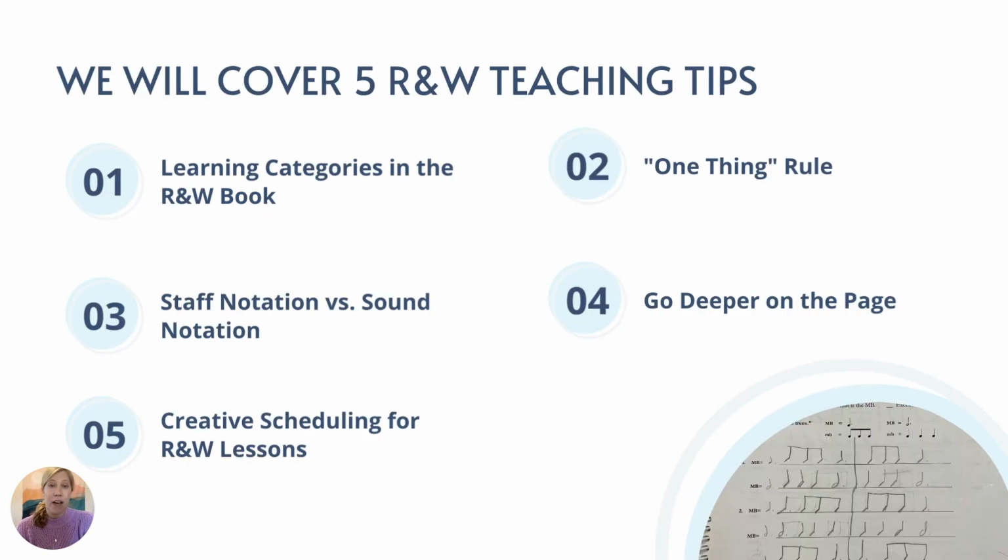Today, we will cover 5 reading and writing teaching tips to help lead you and your students through the reading and writing book. These include knowing the type of learning that is included in the book and knowing how to sequence the book, understanding how you can use learning just one thing at a time on the page, understanding the difference between staff and sound notation, knowing what you can do to go deeper on the page, and then finally some scheduling ideas for how to fit this in to your lessons.